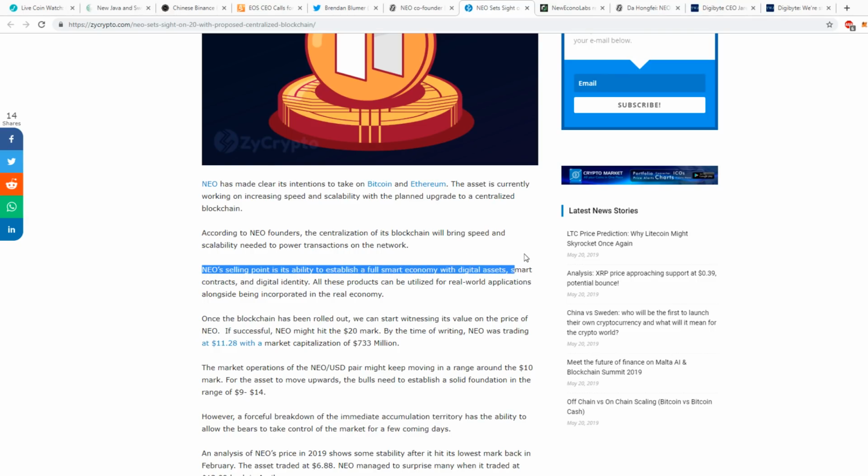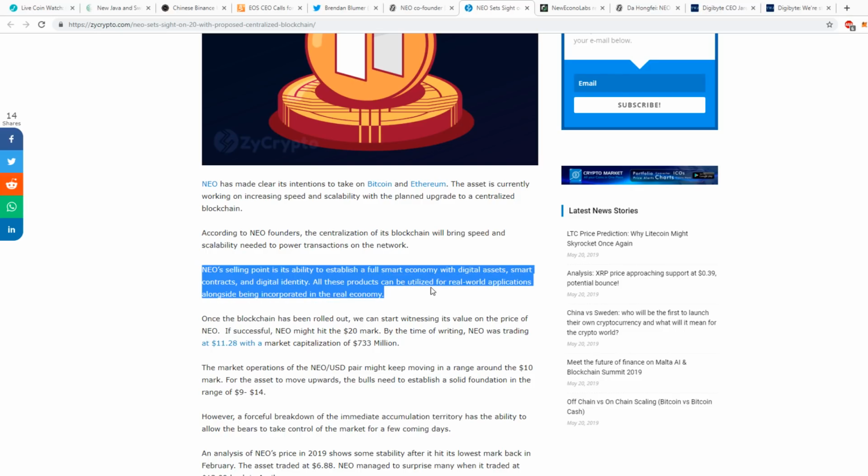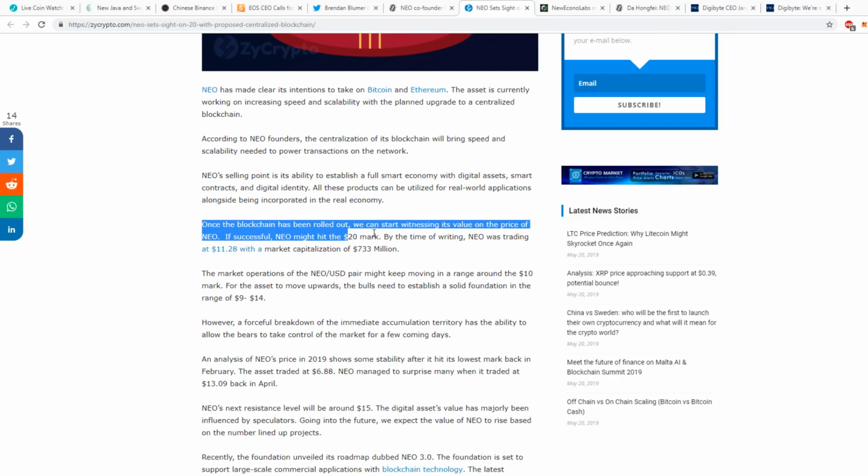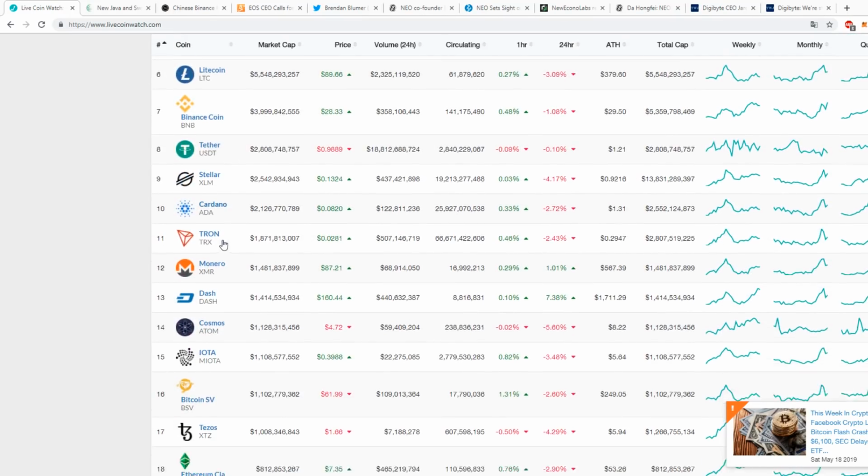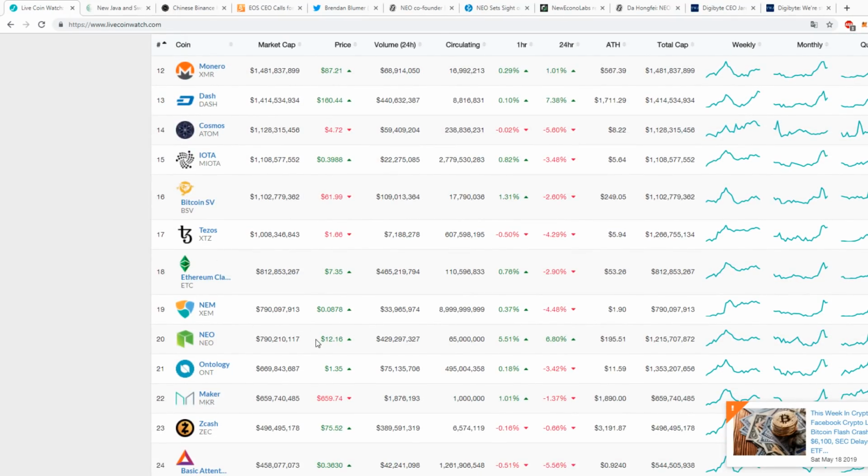NEO's selling point is the ability to establish a full smart economy with digital assets, smart contracts, and a digital identity. All these products can be utilized for real-world applications alongside being incorporated in the real economy. Once the blockchain has been rolled out, we can start witnessing its value on the price of NEO. If successful, NEO might hit the $20 mark. By the time of writing, NEO was trading at $11.28 with a market cap of $733 million. And NEO at a price of $20 is not that astonishing, not that crazy.